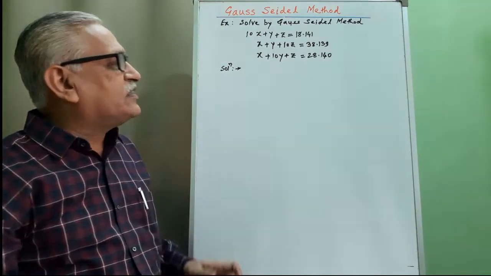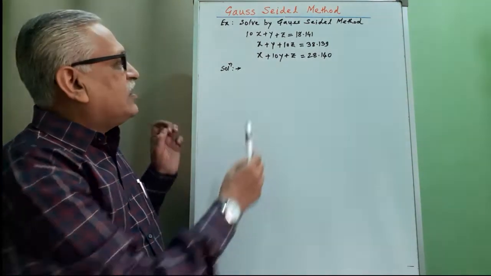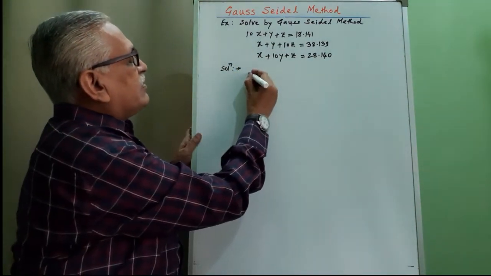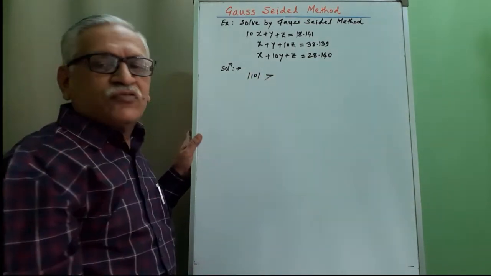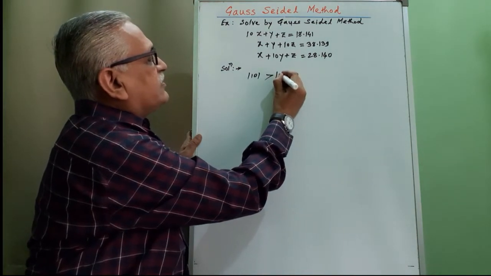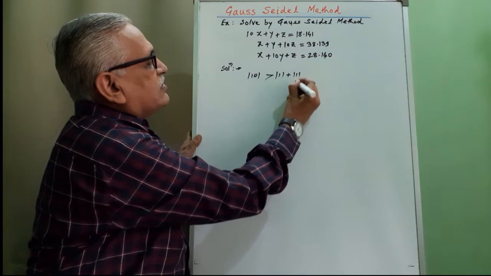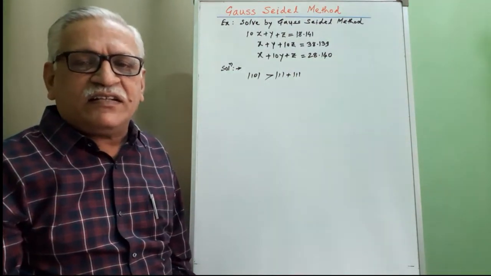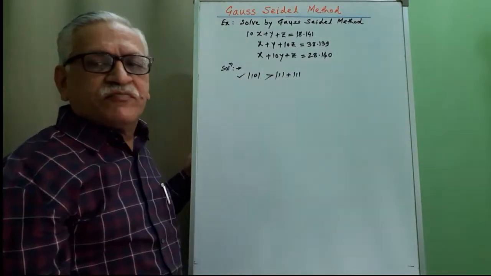Therefore, first of all, we check the condition for convergence, whether it is satisfied or not. The absolute value of 10 must be greater than the sum of the absolute values of the remaining, which is mod of 1 plus mod of 1. Therefore, the absolute value of 10 is greater than 1 plus 1, 2. Therefore, the condition is satisfied here.